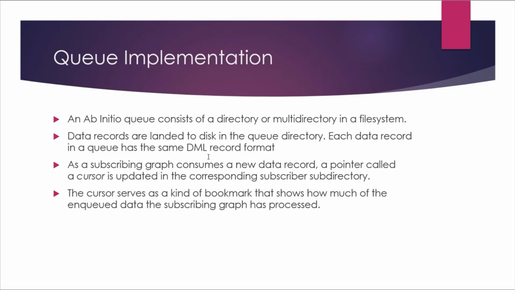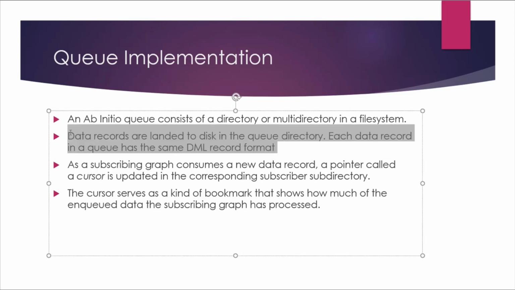A queue is nothing but a kind of directory which stores the input data or output data. Like I said, data records are landed to a disk in a queue directory. Each record in a queue has the same DML record format. One thing important to understand is that all the files inside any particular queue have to share the same DML. There cannot be two files having two different DMLs inside an Ab Initio queue. We will see that.